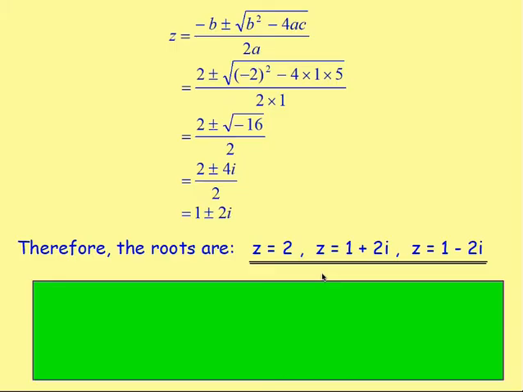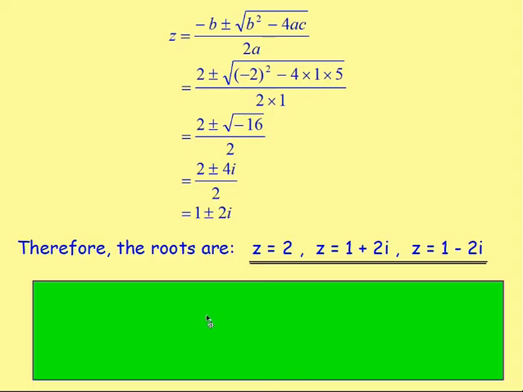What do you notice about this? What do you notice with the roots? Perfect. If you've got z equals 1 plus 2i as a root, we've also got the complex conjugate. Remember, the complex conjugate is when you change the sign for the imaginary part. So the 1 take away 2i would also be a root.